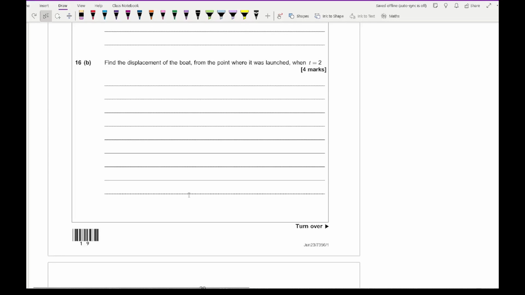In 16b, find the displacement of the boat from the point where it was launched when t is equal to 2. For displacement from the expression for velocity, we want to integrate, since displacement is velocity integrated with respect to time. So if we integrate the expression given, 0.9 plus 0.16t minus 0.06t squared, with respect to t, we get an expression for our displacement.